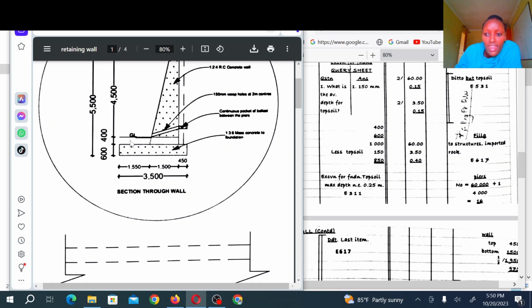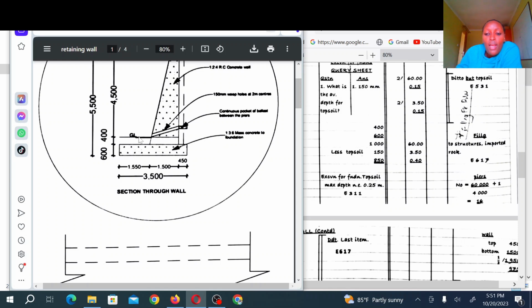So how do we measure that? We shall just take the whole 60 meters. Then we shall multiply by the total 3.5. Then we shall multiply by 0.4 where we shall fill. Then we shall deduct this other area here. You see, we shall measure like we are filling the whole area here. Then we shall deduct where we are not filling.